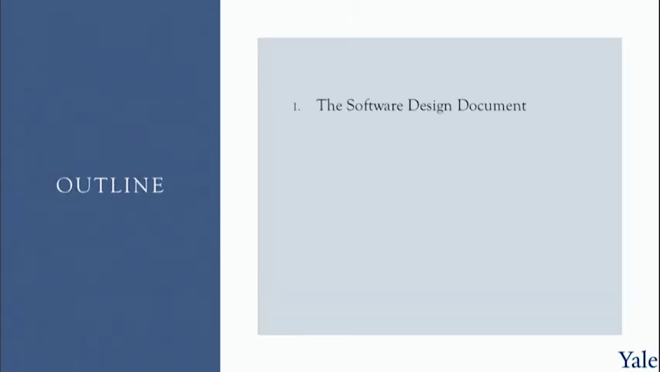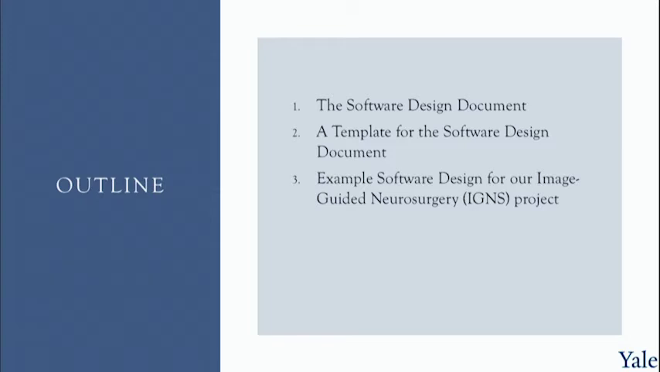So we have the following segments. We'll describe the software design document. We'll show a template for this, just like we did for the system requirements specification. And then we'll have a section showing how we create this document for our image-guided neurosurgery project.